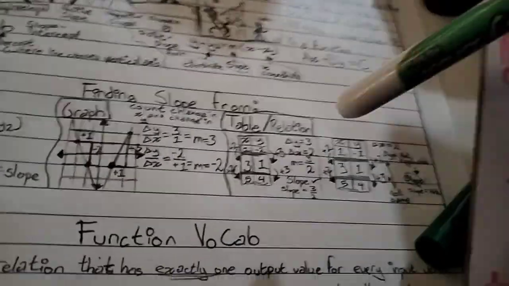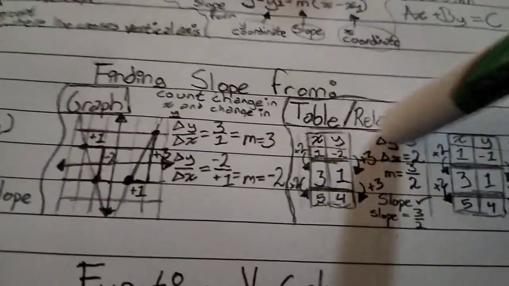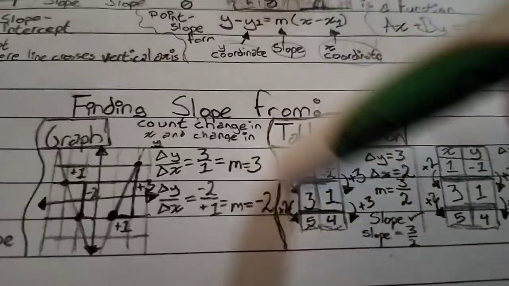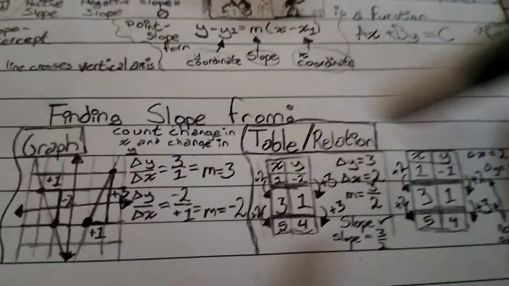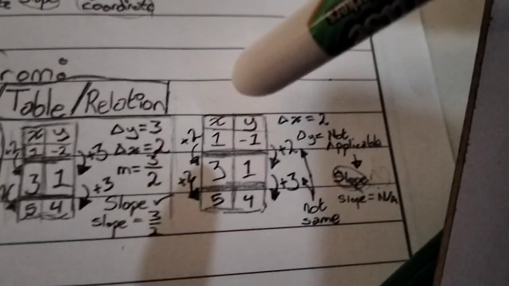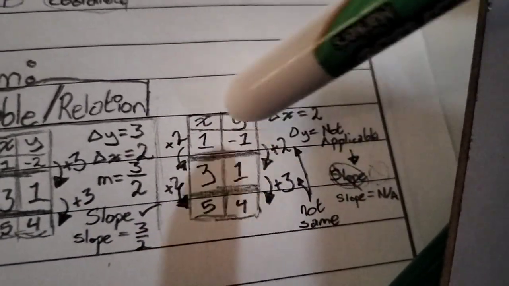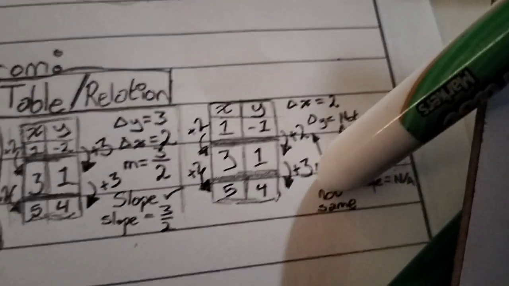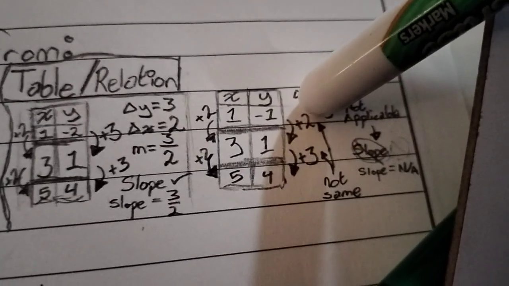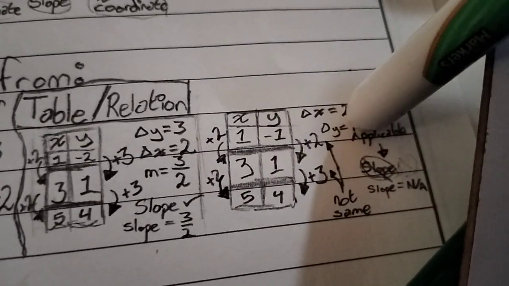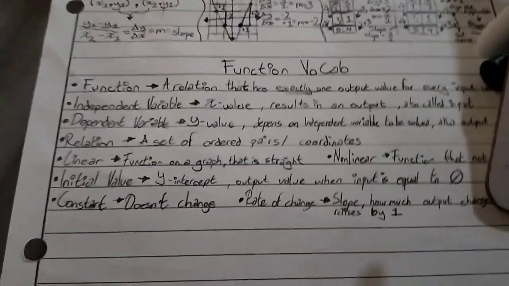But you can also find if something does not have a slope. Say if it's a curved line going like this, or this, or this. If the change is like +2, +2, and on the other side it's going to be +2 and then +3, these two are not the same. So the slope would not be applicable. It doesn't have slope. We're not gonna go over that right now.